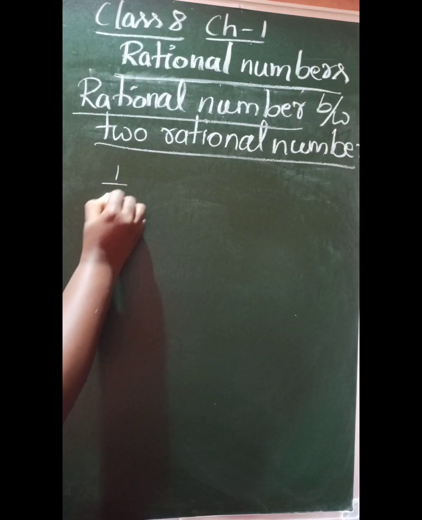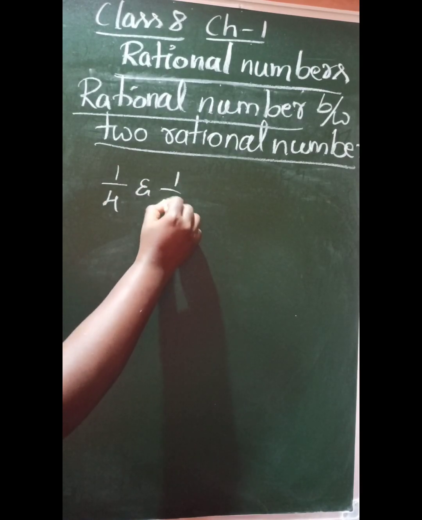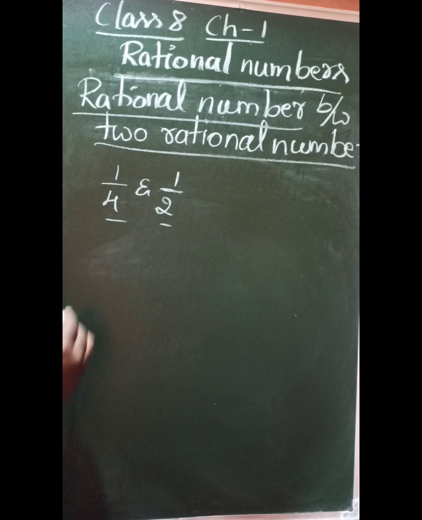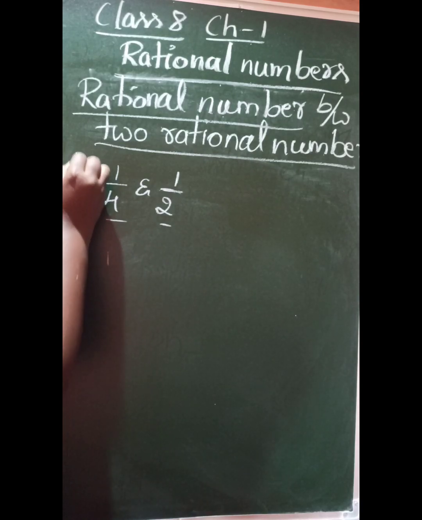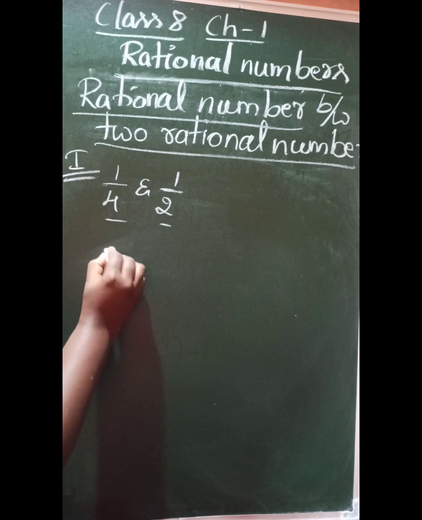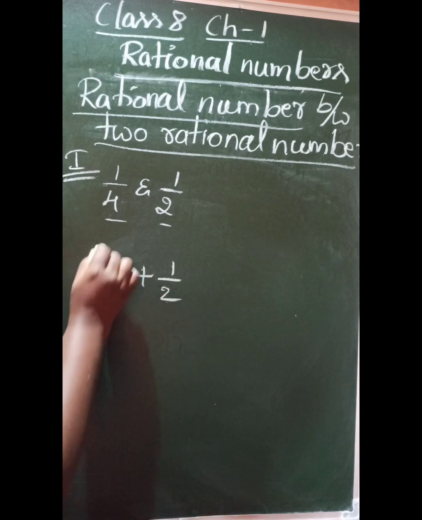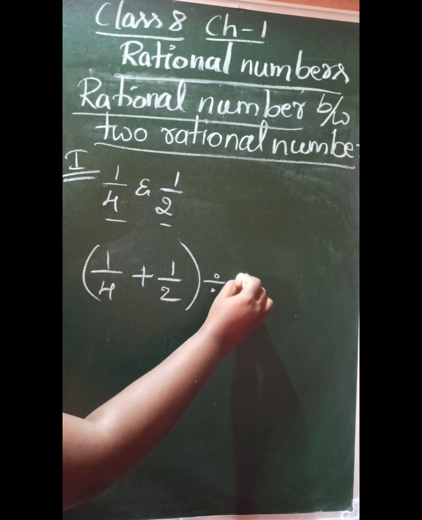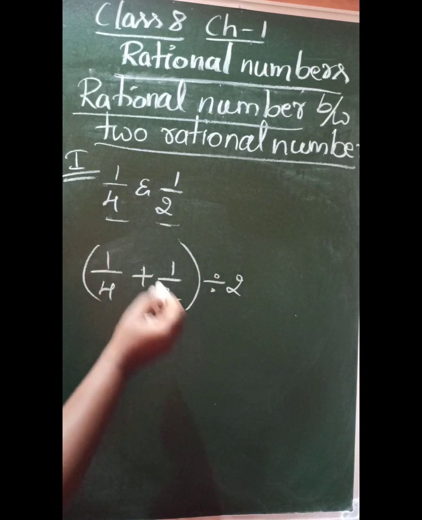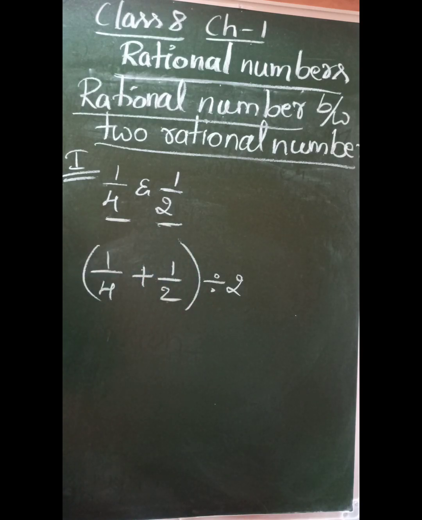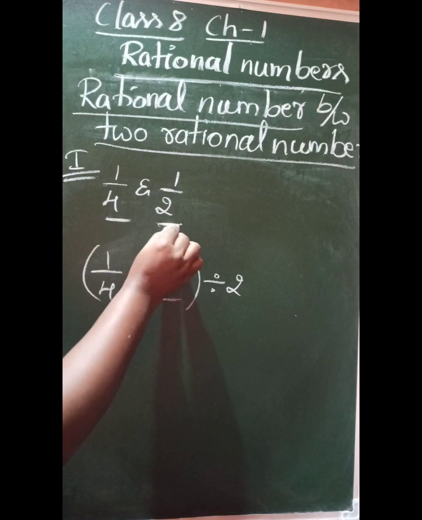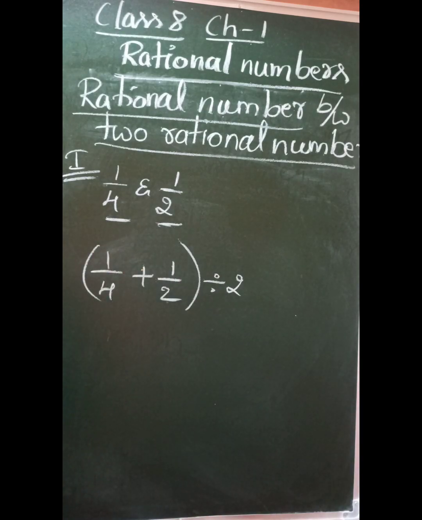Consider the first question, 1 by 4 and 1 by 2. Here how many numbers are given? 2 numbers. So this is the first method, remember. Now divide this entire equation by 2, because they gave 2 numbers, that is 1 and 2, so you divide the entire equation by 2. So what do we get there?